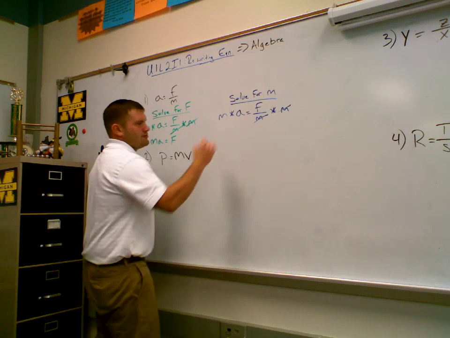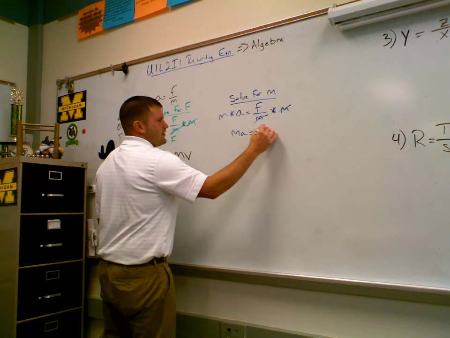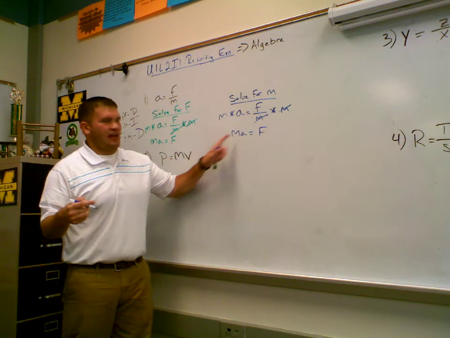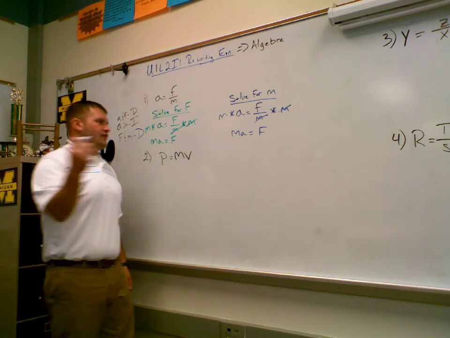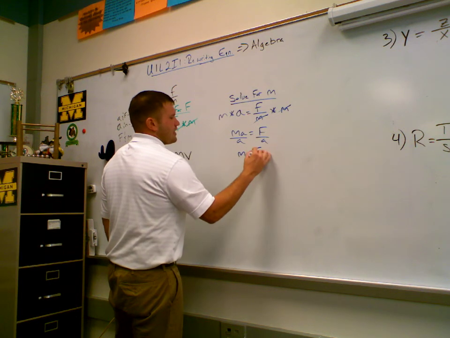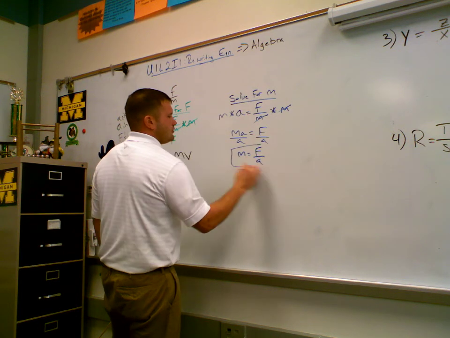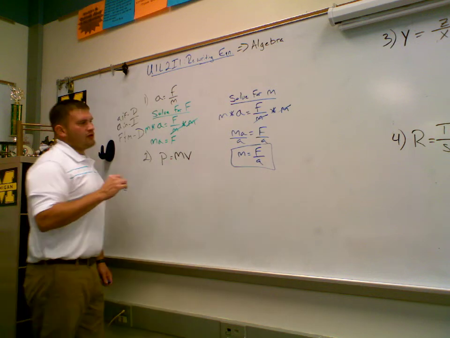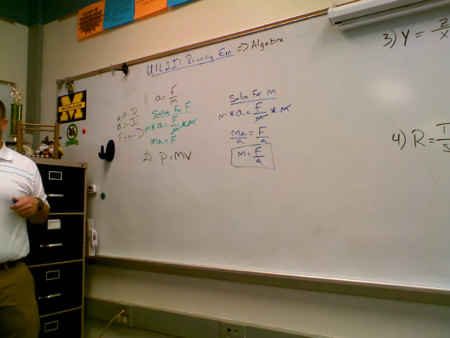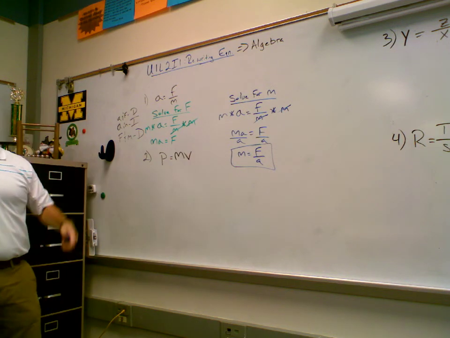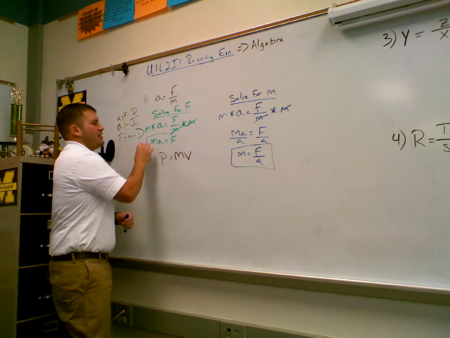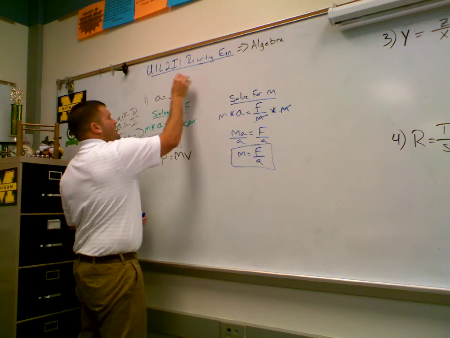So the M's cancel. MA equals F. That's where we ended over here. But now I want to solve for M, so I have to get the M by itself. So what do I do next? Divide by A. So that means M equals F over A. Are M and F still direct? Are M and A still inverse? Yeah. Keeps our relationships the same. I just rewrote it in a different way. Does that make sense?